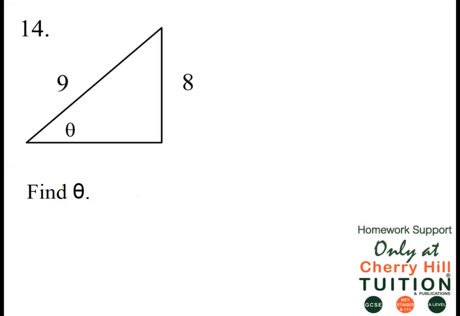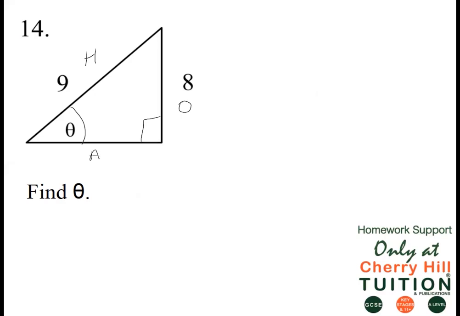So the first thing to do is to label this triangle. The hypotenuse is the side opposite the right angle, and it's always the longest side. The opposite is the side that's opposite theta, and the adjacent is the base side.